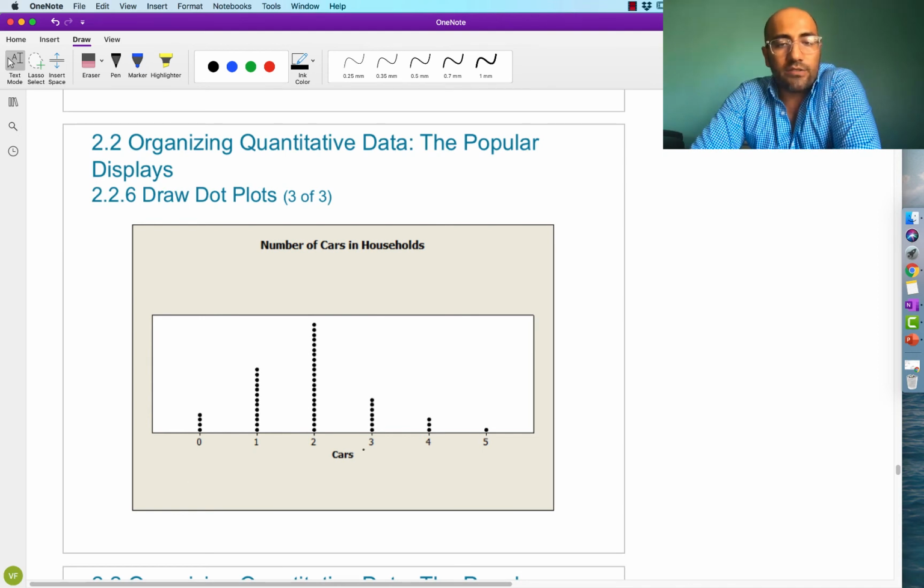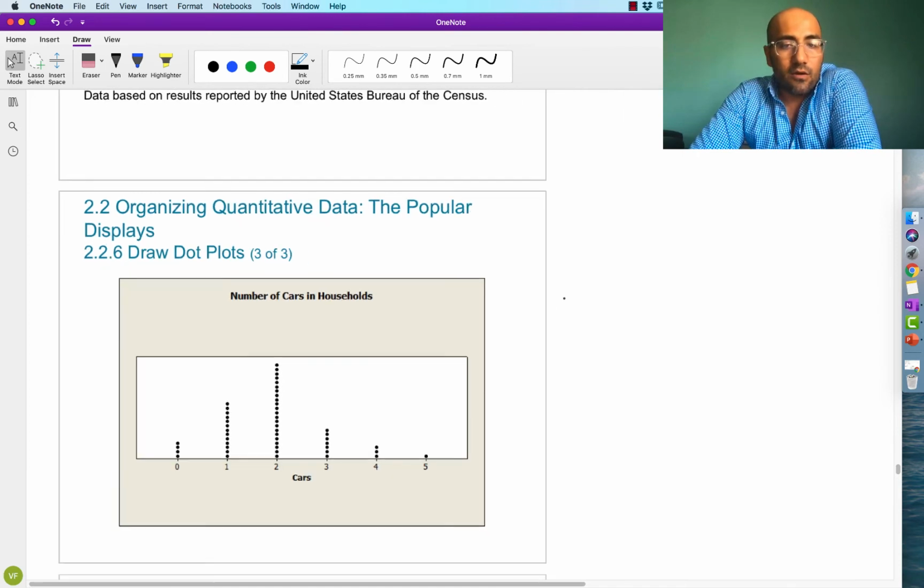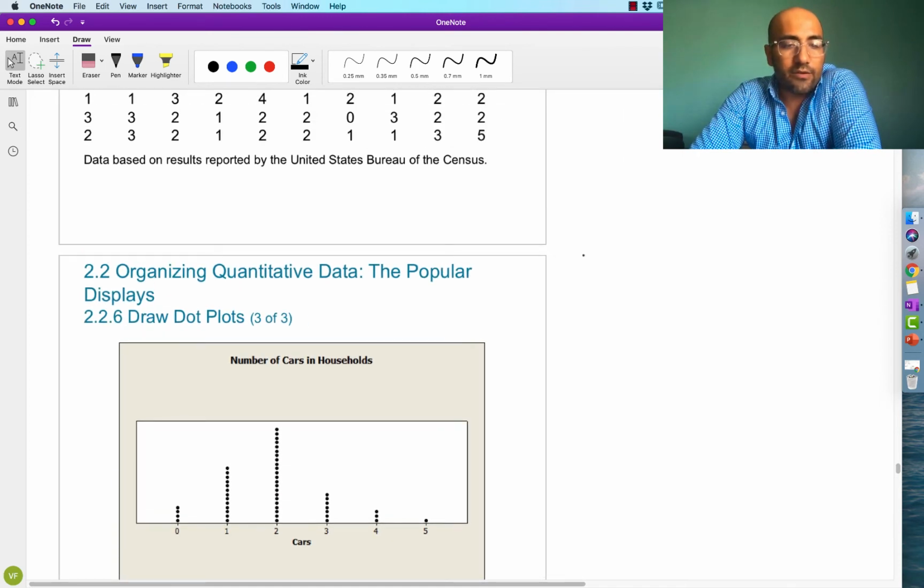Somebody said 0, 1, 2, 3, 4, 5. Nobody said higher than that. So that's why we include only 0, 1, 2, 3, 4, and 5. And then as you're going through your data set, all you have to do is put a little dot above each value when you see it.